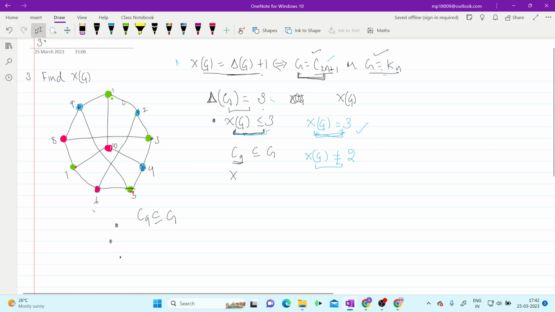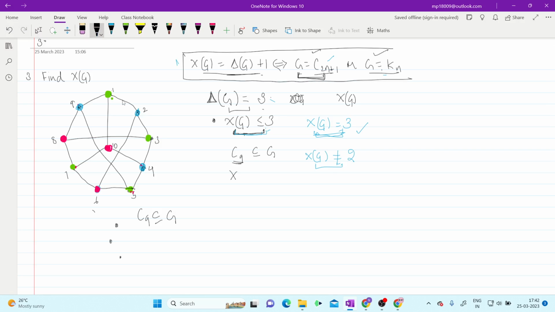I sensed some confusion regarding this theorem. Is the statement of this theorem clear to everybody, or should I repeat it? When we say G is equal to C2n plus 1, we are not saying that G has an odd cycle. We are saying that G is exactly that odd cycle. In this example, G is not an odd cycle. G just has an odd cycle. So that is the distinction.